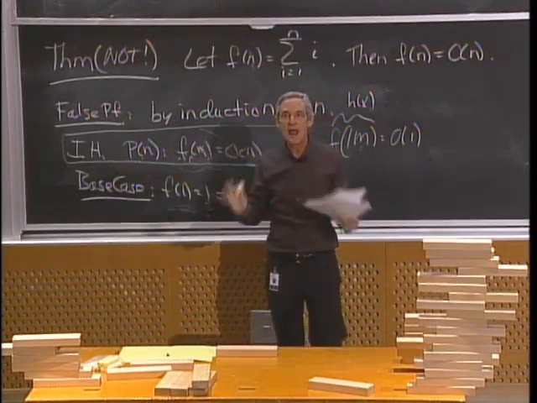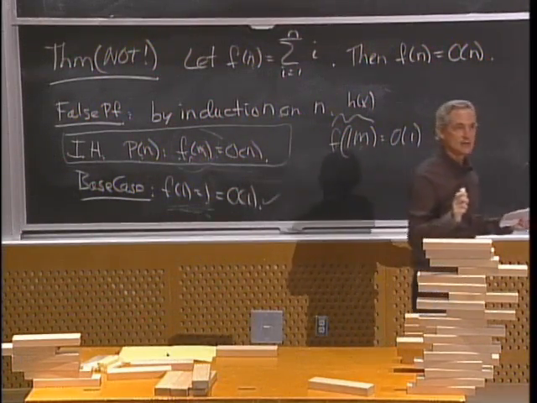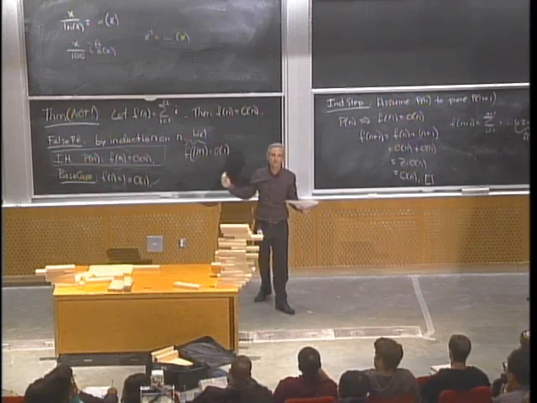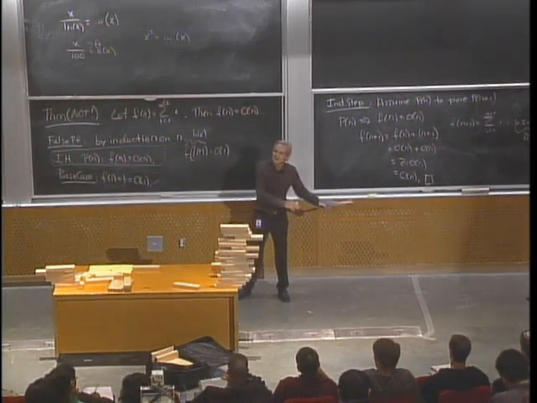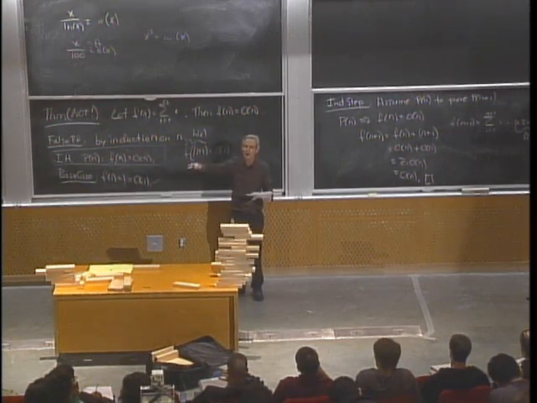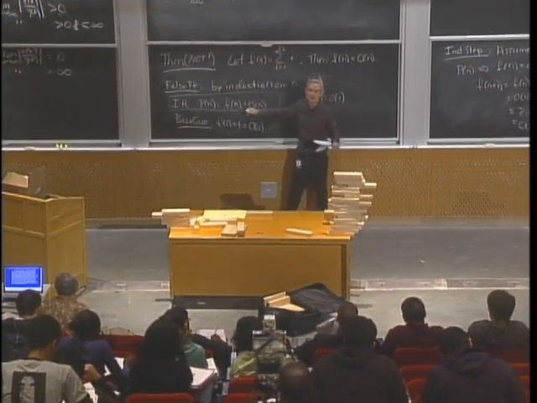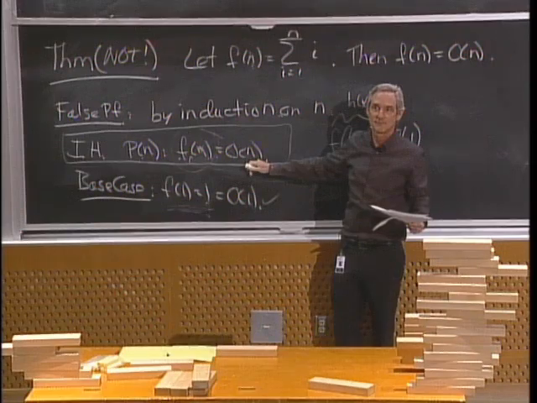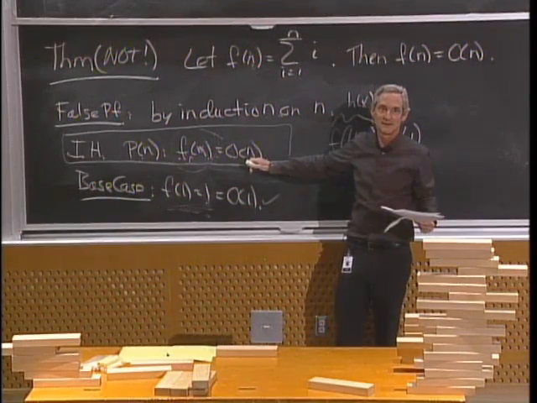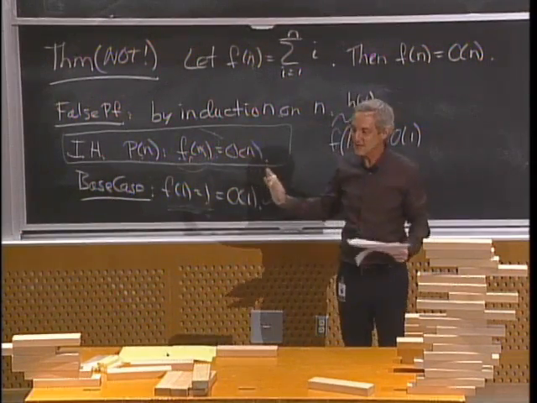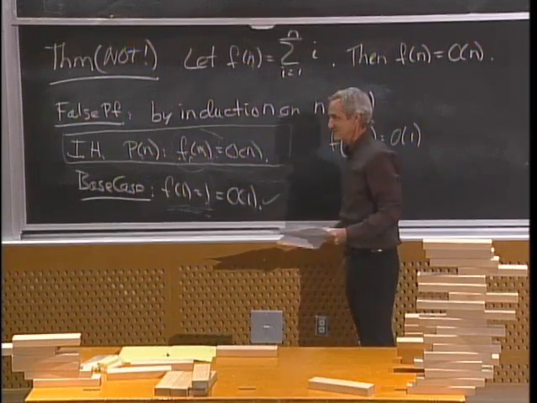So never, ever use asymptotic notation with inductive proofs because you will invariably stick big O into your predicate, and you can prove all sorts of false things once you do that. Okay? All right. Never use asymptotic notation in induction or predicates. Thanks.